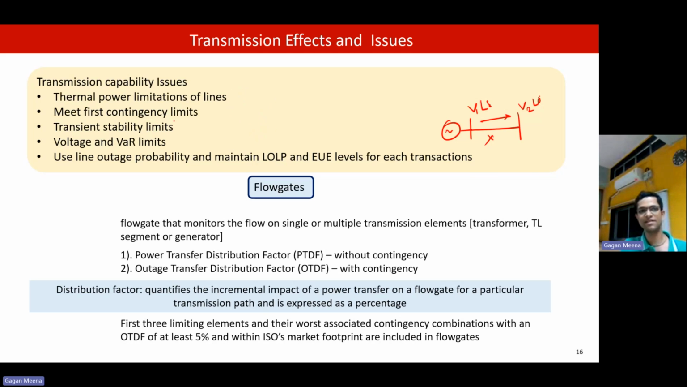We have the contingency limit, that is the N minus 1 contingency criteria. If one transmission line goes out, then the other transmission lines should be able to carry the power. Otherwise, load will be curtailed. Then we have voltage and VAR limits. The voltage has to be kept within 0.95 to 1.05 per unit, and for that we need to have reactive power support.